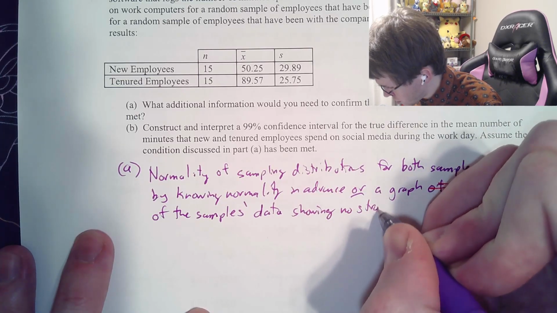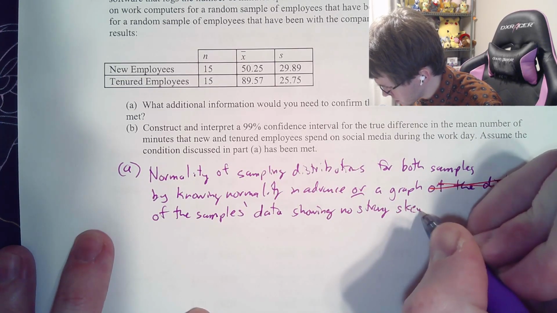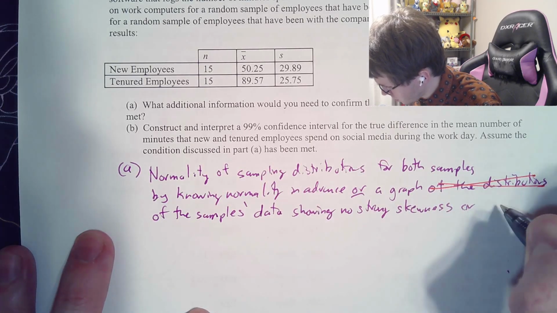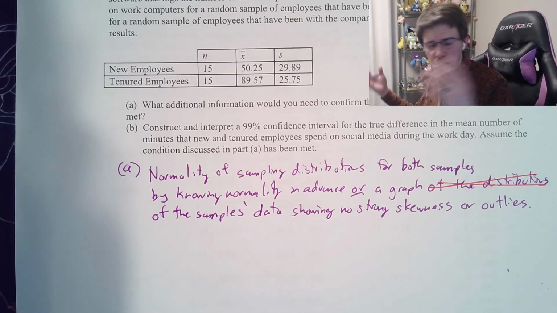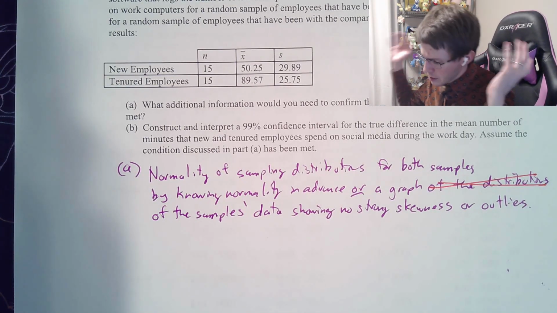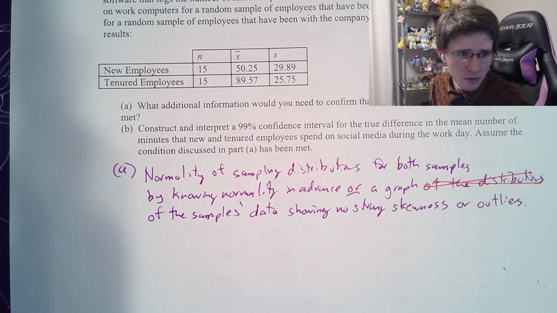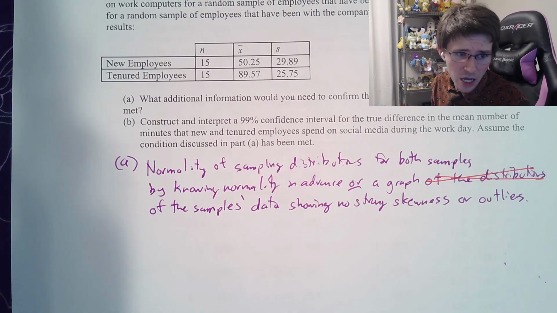No strong skewness or outliers. This is normally done with a dot plot, histogram, or normal probability plot. Whatever plot you want to make. One of those two things has to be true.